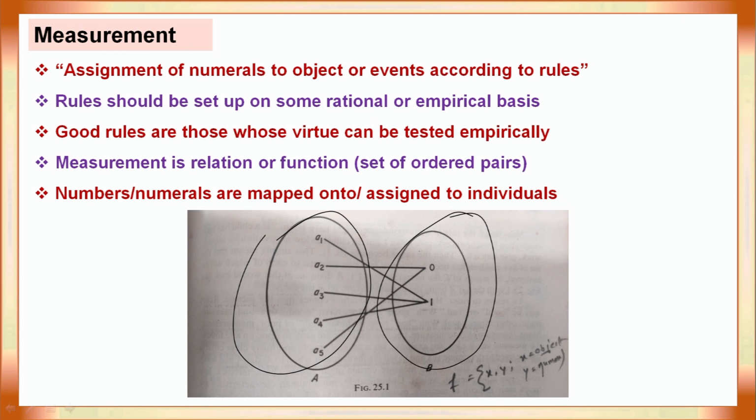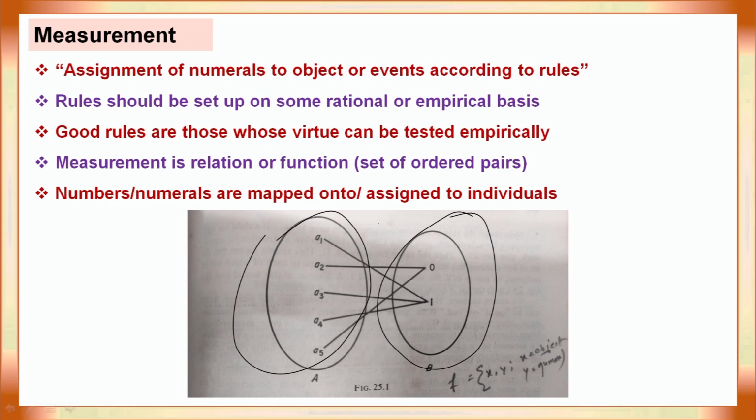In measurement, you generally assign numbers to different objects. The first set, the A set, contains a number of individuals, A1, A2, A3, A4, let us assume. Now, what are you measuring? Maybe you are measuring their gender. So, you use 0 to indicate male and 1 to indicate female. Or maybe you are measuring their education, so you use 0 for those people who are not literate and 1 for those who are literate.